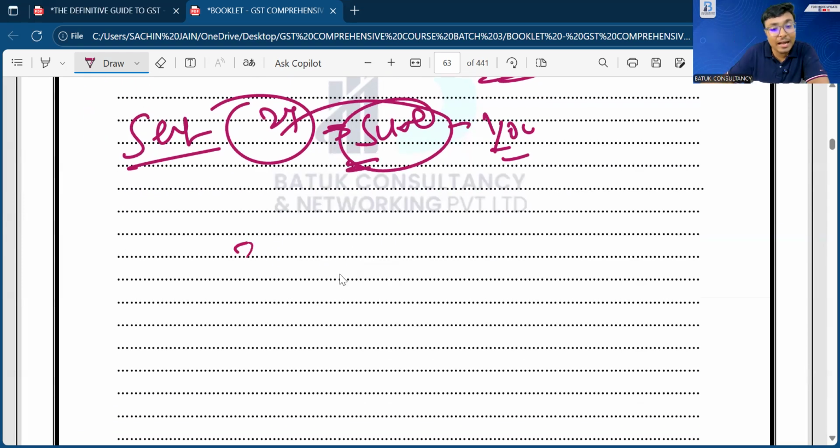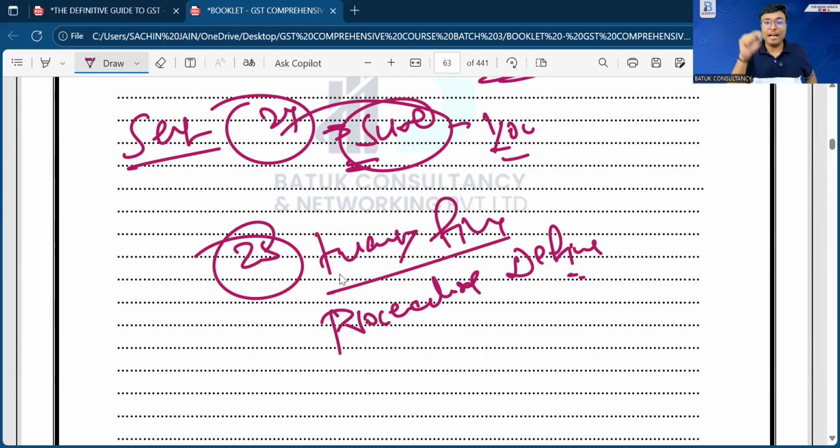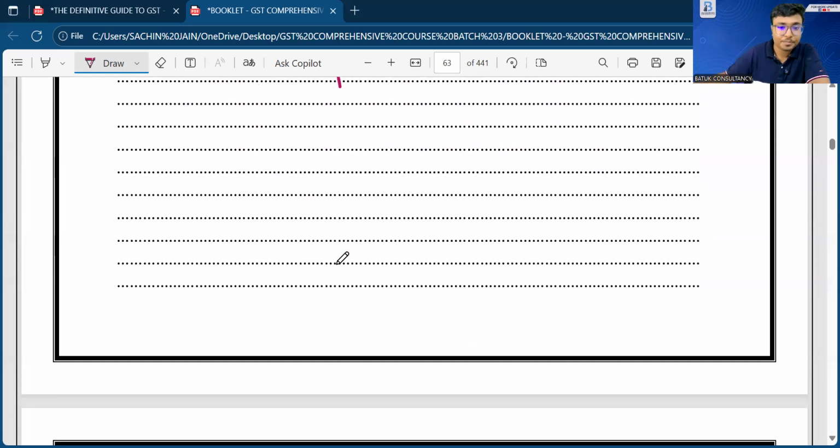Section 25, just try to link the word: procedure defined. This section is going to provide you the complete procedure to take the GST registration.